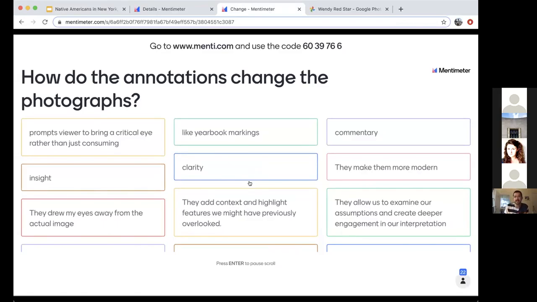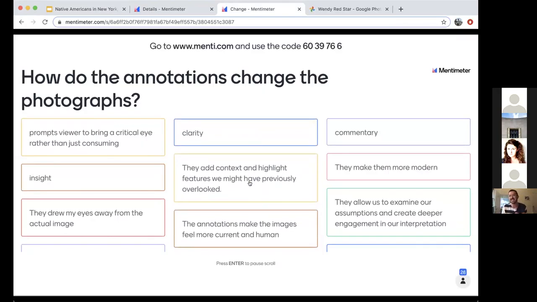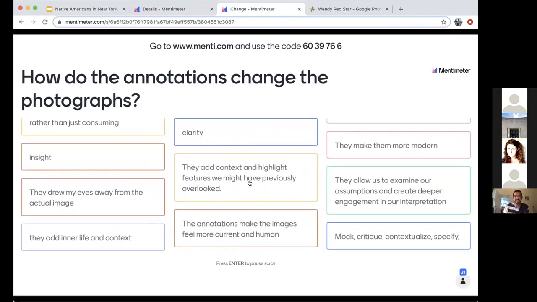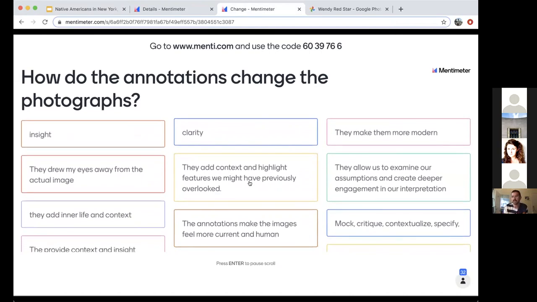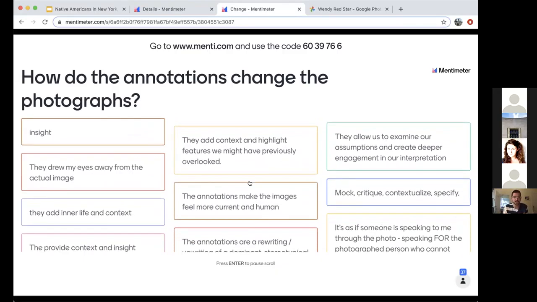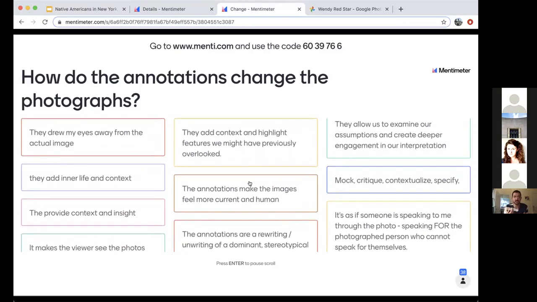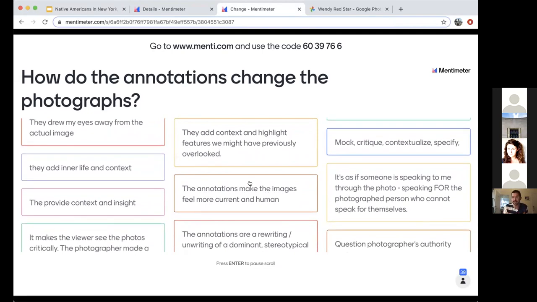The responses that people added are now on another one of these polls. So instead of doing a word cloud, this time we have the full responses scrolling, so you can get a snapshot of some of the things that people were thinking about in terms of how the annotations change the images. I'm going to read a couple as they scroll through. I encourage you to read as they come up.